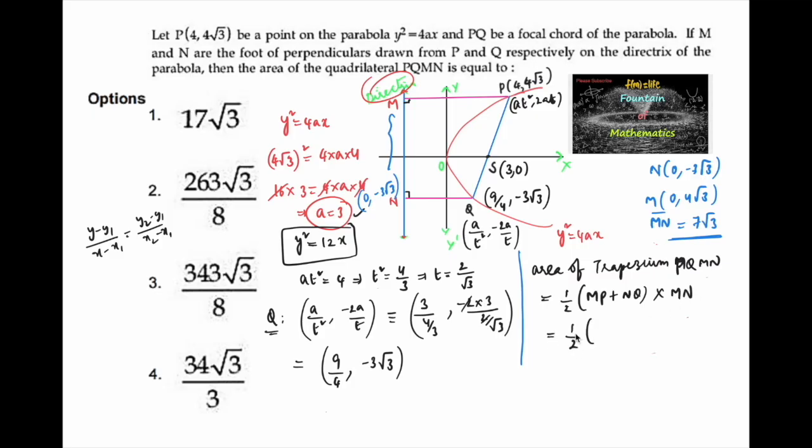So it is equal to half into MP value. The distance from M to P is 4 units here and 3 units here, because the directrix equation, just opposite to the foci, is minus 3. So the equation of directrix is minus x is equal to minus 3. So 3 units and 4 units, 7 units is MP, and NQ value is 3 units and Q value is 9 by 4. So 3 plus 9 by 4.